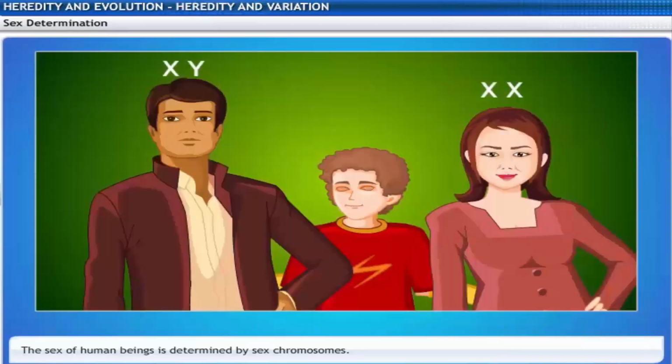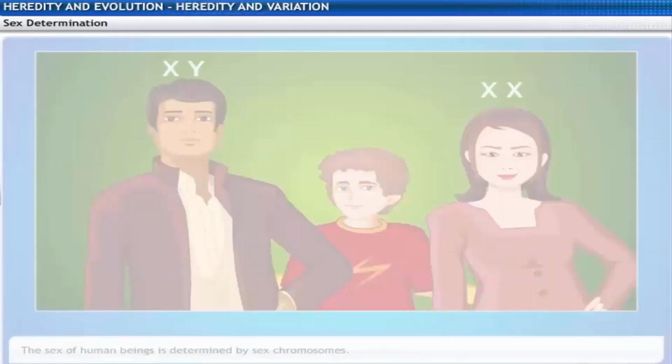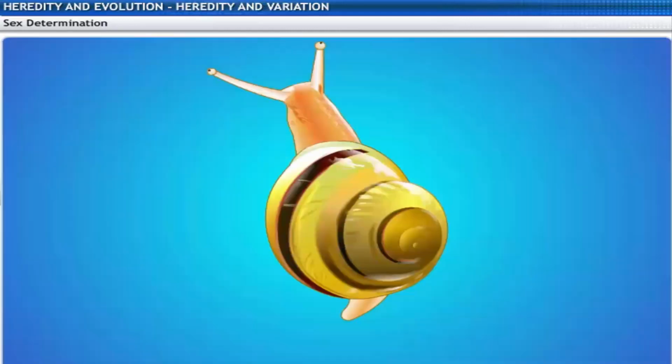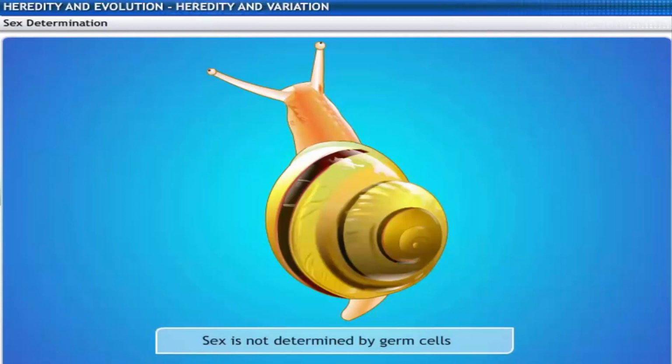The sex of human beings is determined by the sex chromosome. In some animals like crocodiles, the temperature at which fertilized eggs are kept determines whether the animals developing in the eggs will be male or female. In other species, such as snails, individuals can change sex depending upon the external environment. It indicates that sex is not determined by germ cells.